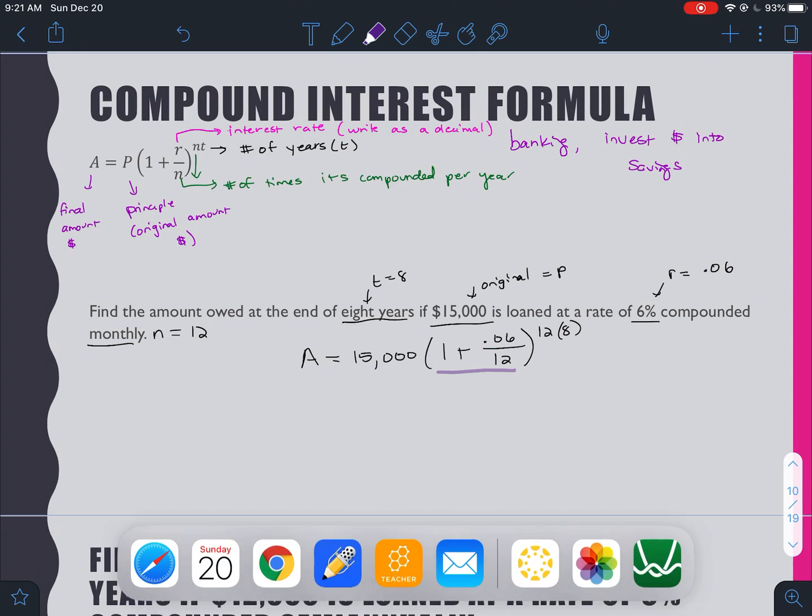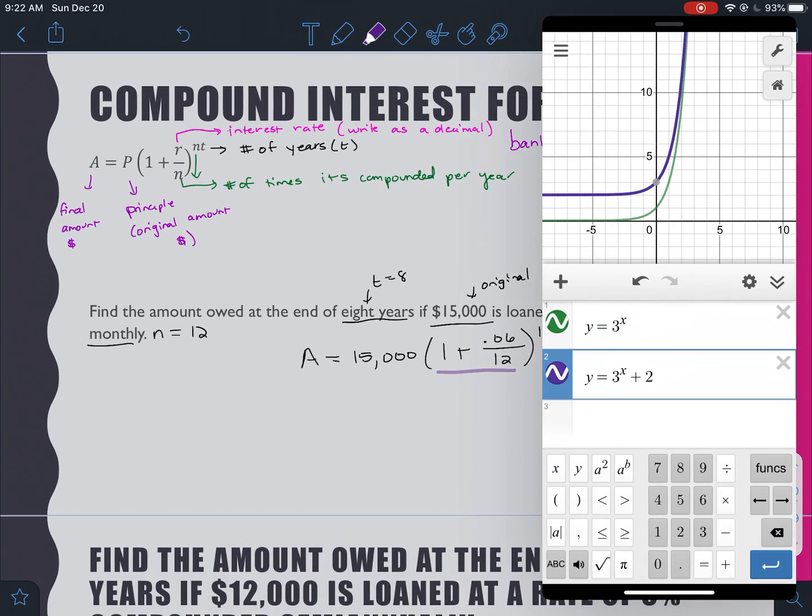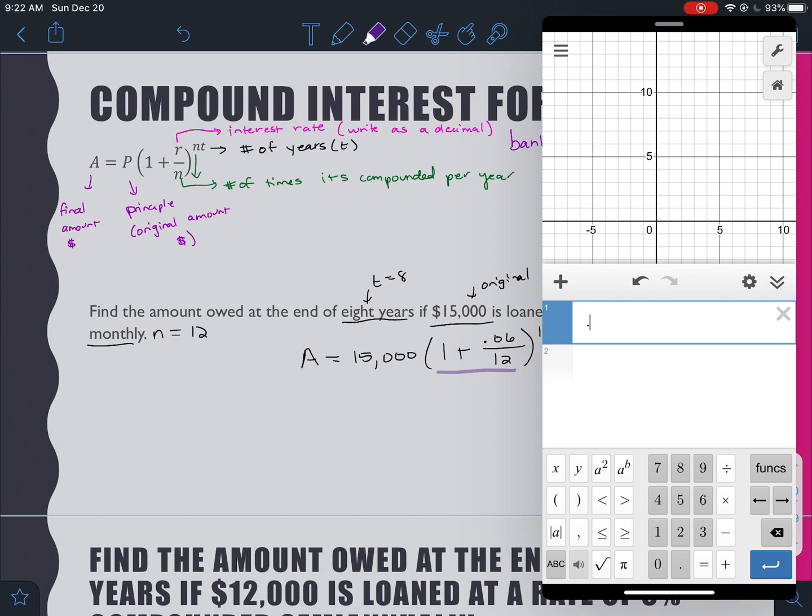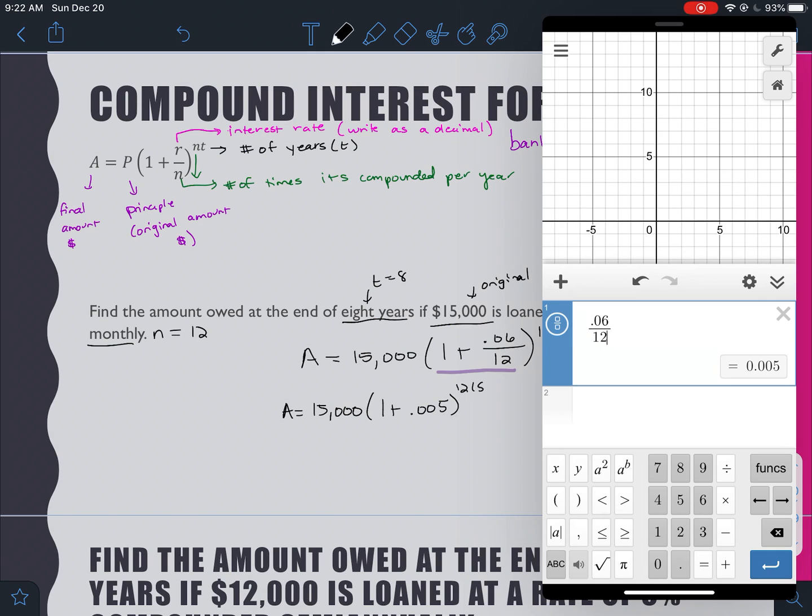Now on a normal calculator, we follow the order of operations. We have to do the inside of the parentheses first. So we do 0.06 divided by 12, because we divide before we do anything else, and you get 0.005. So we get A equals 15,000 times 1 plus 0.005 raised to the 12 times 8 power.